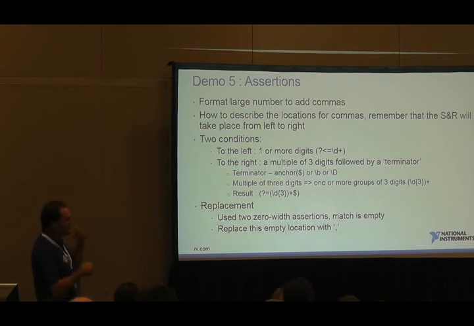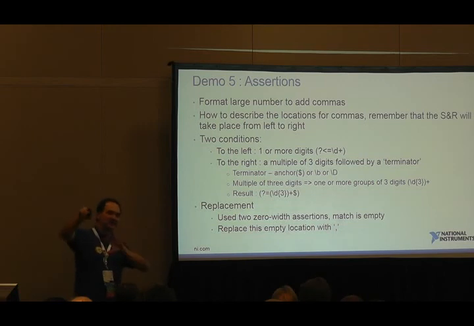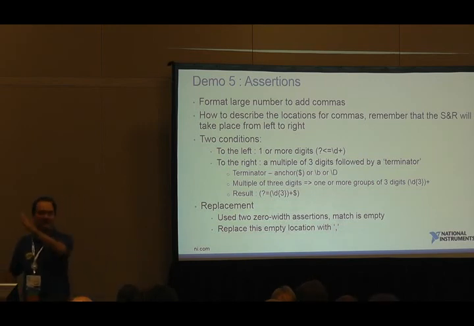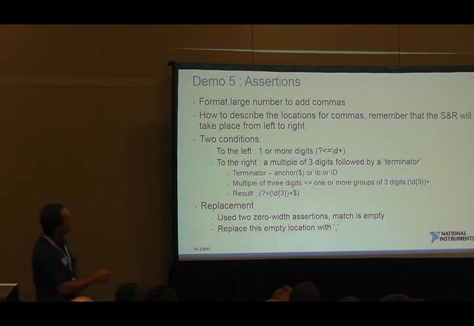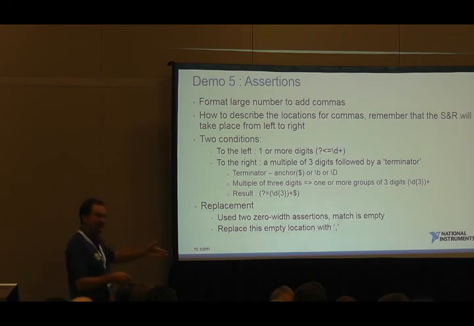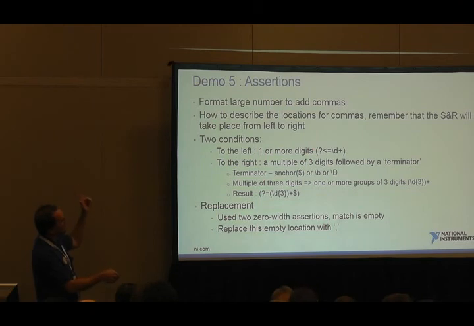And so the question you have now is, how are you going to describe the locations where you're going to put the comma, remembering that search and replace is going to start at the left and march its way to the right. So you always need to know what you're going to look for. And so it comes down to two conditions. To the left of a location where the comma is going to be, you know there has to be one or more digits. You know, the number's not going to start with a comma. There must be one or more digits to the left. So we're going to look behind for one or more digits.